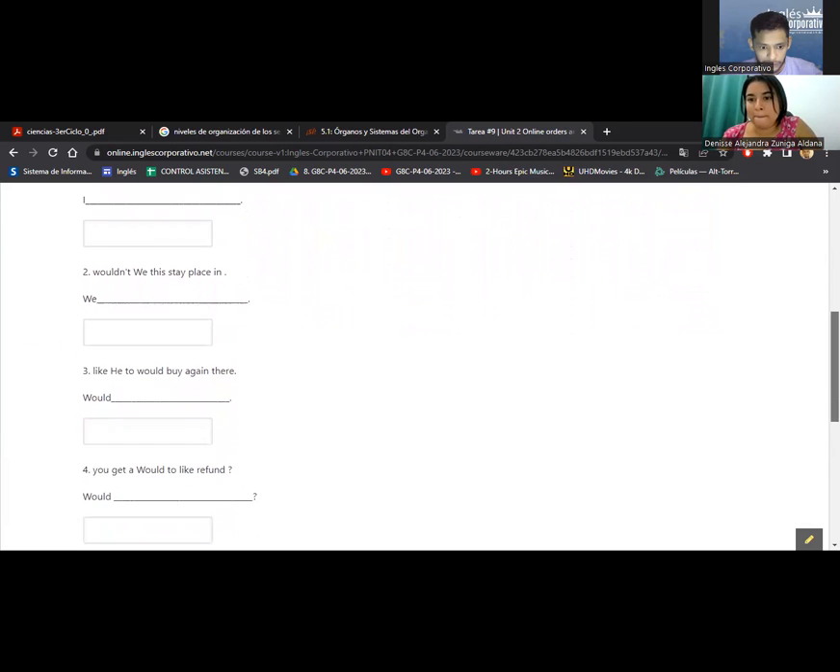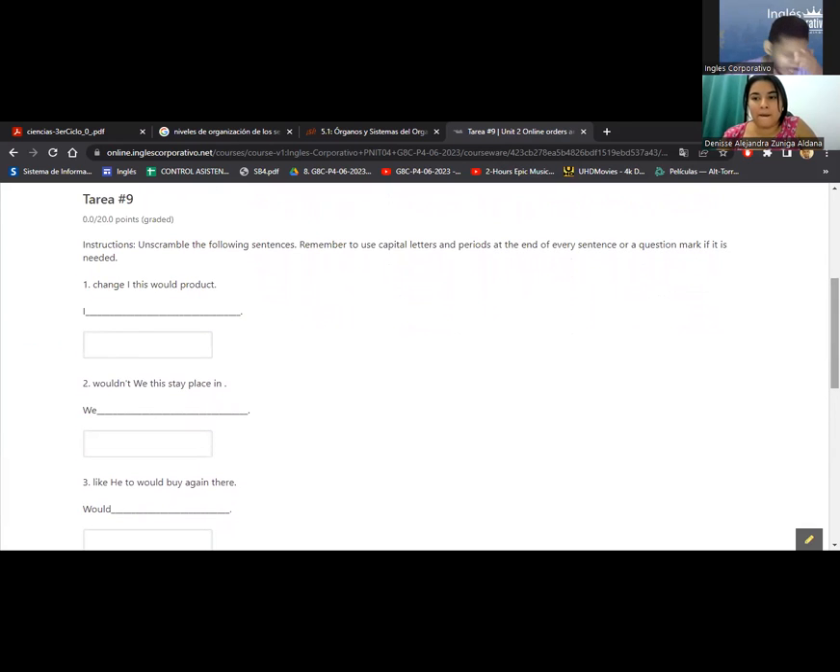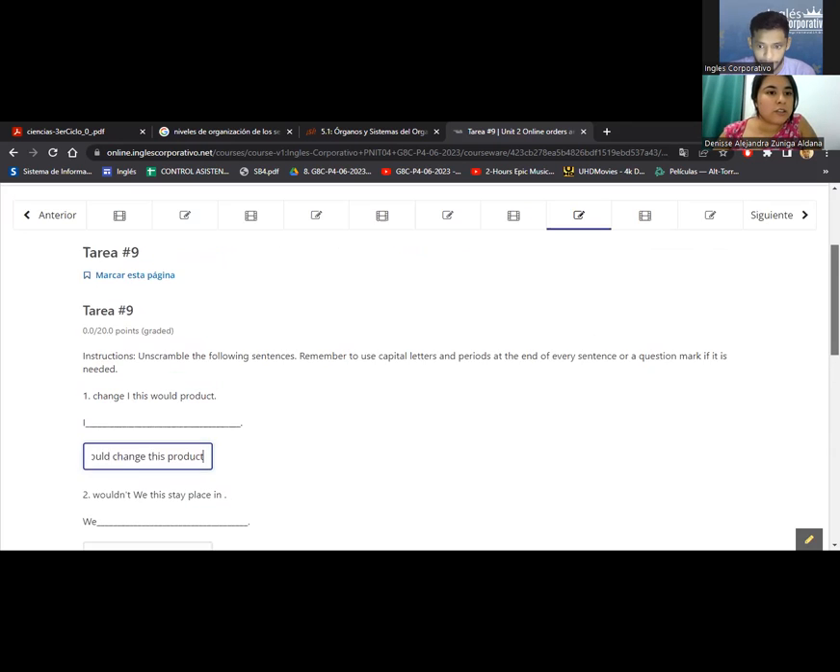Sí, no recuerdo cuál es el problema acá en las oraciones. Creo que va sin punto. Dice, unscramble the following sentences and remember to use capital letters and periods at the end of every sentence or question mark if it is needed. What number is it? Number 9. Oh, okay. The task number 9, question number 3.